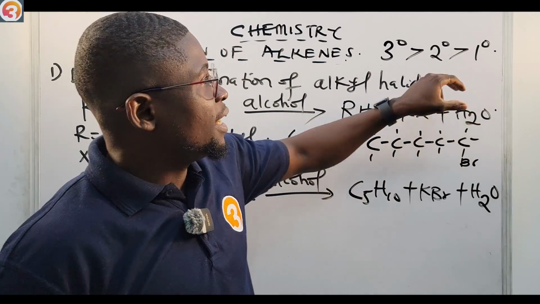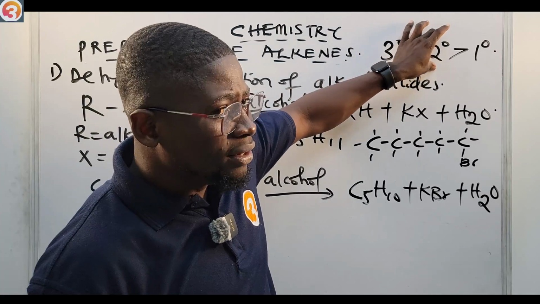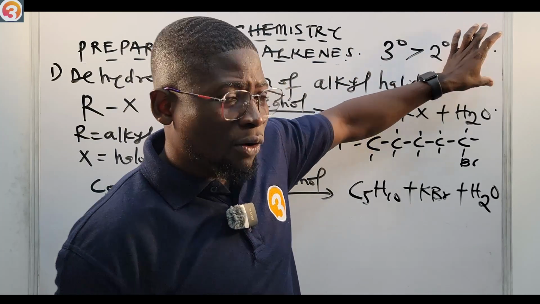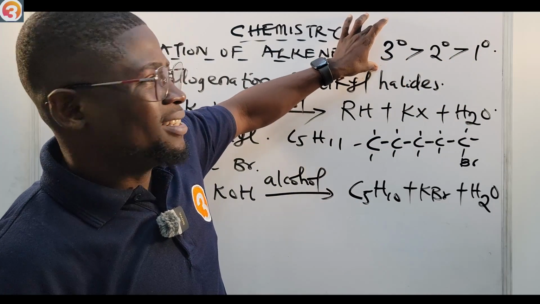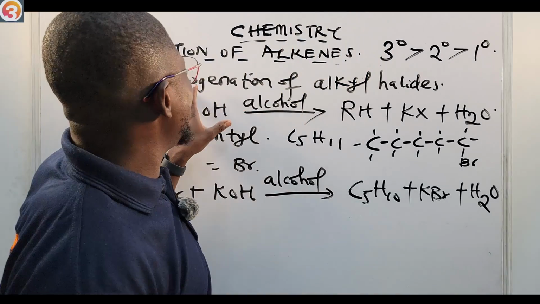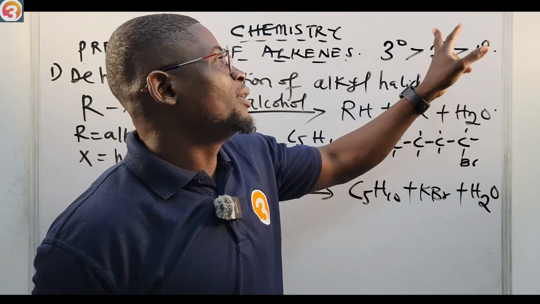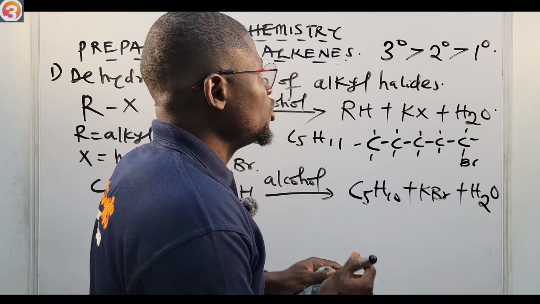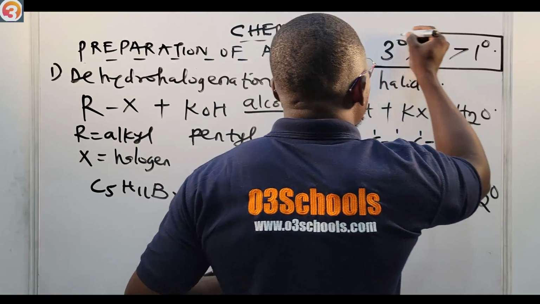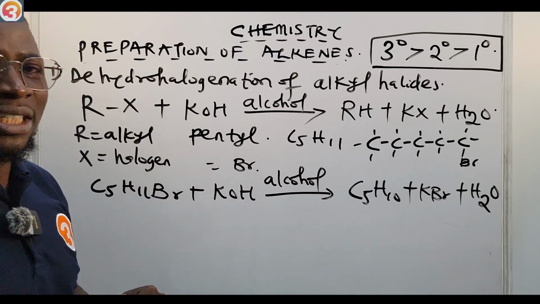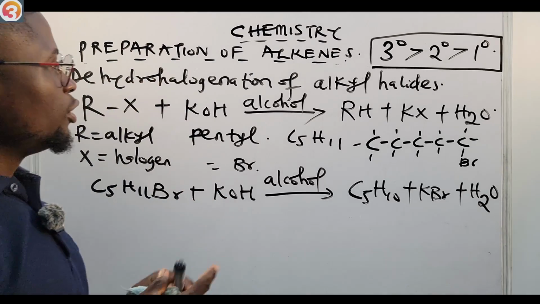You get me now? So we have 3 degree alcohol, 2 degree alcohol, 1 degree alcohol. Tertiary alcohols, which are 3 degree alcohols, will more easily dehydrohalogenate alkyl halide than 2 degree alcohols and than 1 degree alcohol. So this is the order. You might need to take note of this, because you will see it in your exam. So please take note of that.